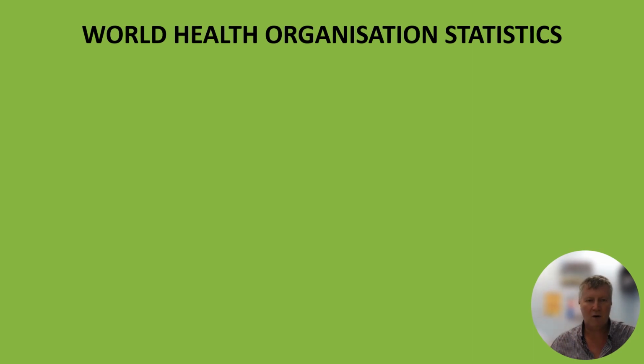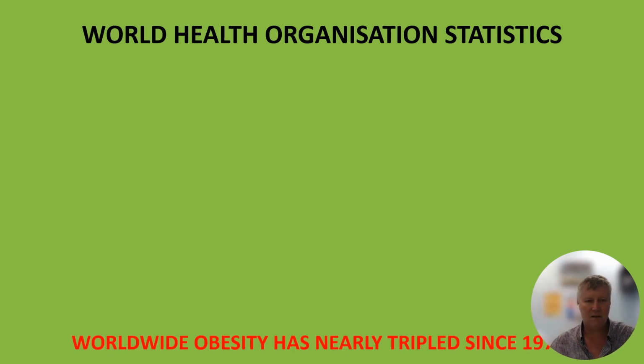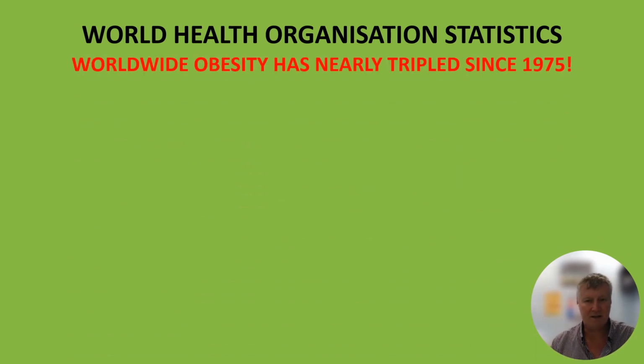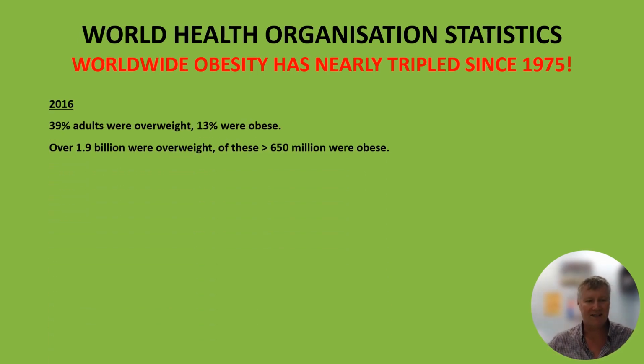So now for some World Health Organization statistics. Worldwide obesity has nearly tripled since 1975. In 2016, 39% of adults were overweight and 13% were obese. And over 1.9 billion people were overweight. Of these, 650 million were obese.